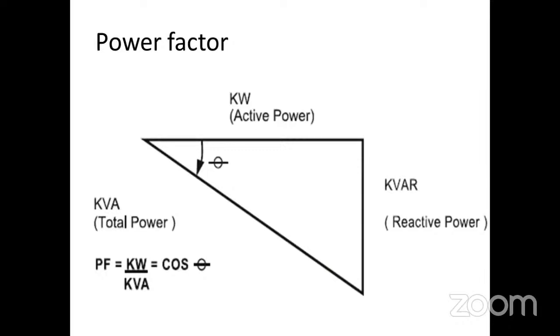The horizontal is kilowatt and the hypotenuse is kVA. See, if the phi becomes 0, what will happen? The power factor has improved. The lagging theta will become smaller. Power factor is equal to kilowatt by kVA, that is equal to cos phi. When phi approaches 0, cos phi will become 1.